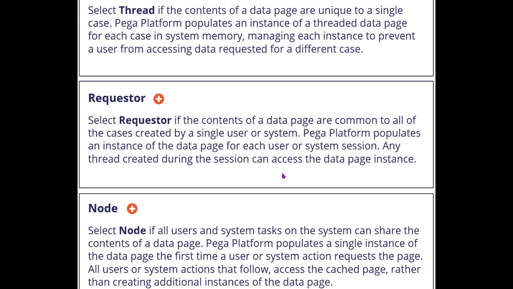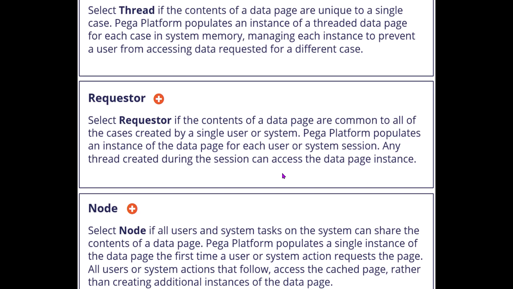So we need not again make a call to the external database to get the list of countries, because it is not going to change. You fetch once and reuse it multiple times. This is the best example for a node level data page.